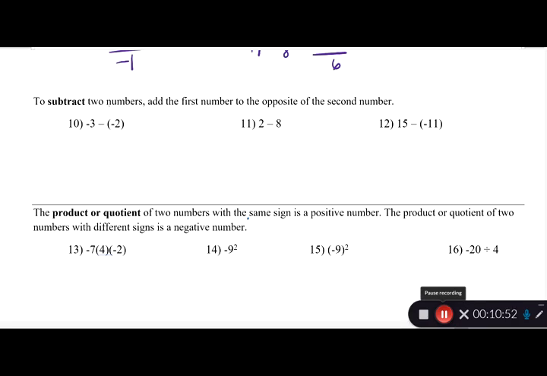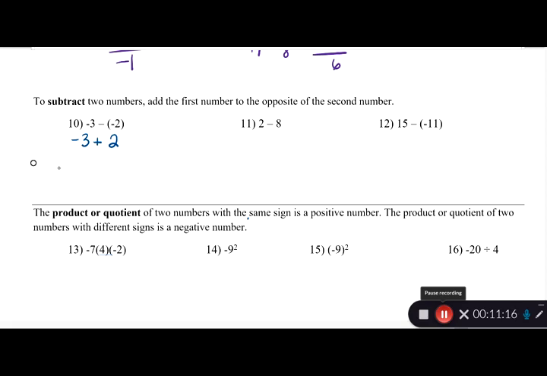To subtract two numbers, add the first number to the opposite of the second number. And what they're saying is make this a -3 plus, and we had a -2, so the opposite of -2 is 2. And now do the subtraction or addition as needed.